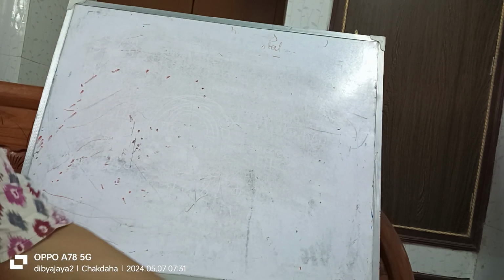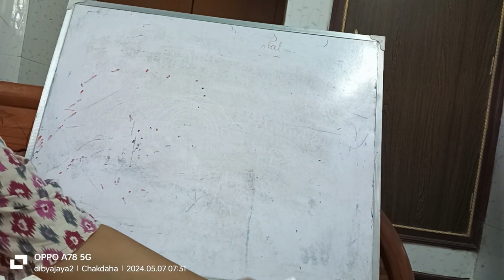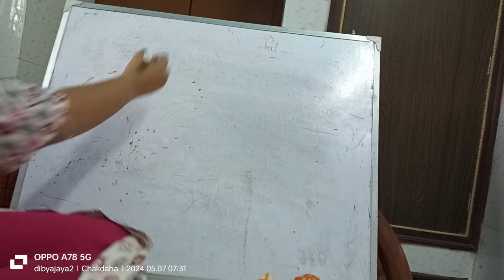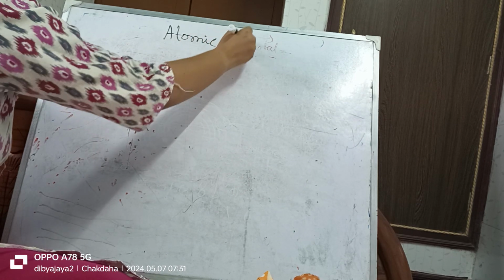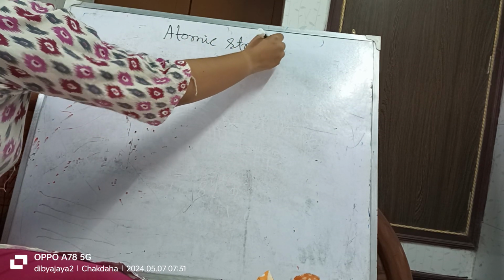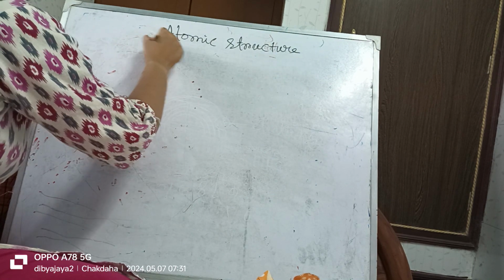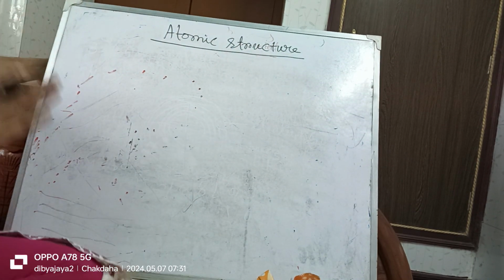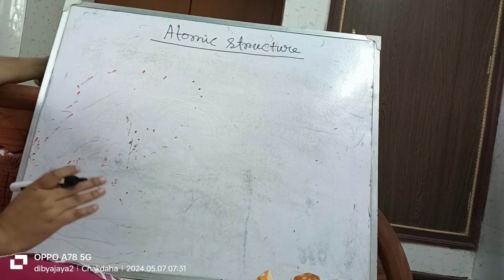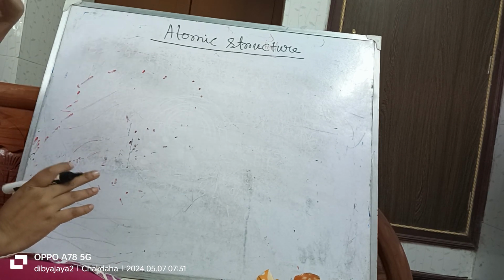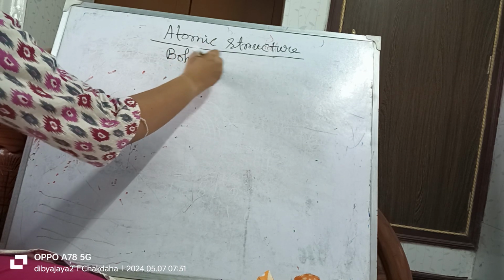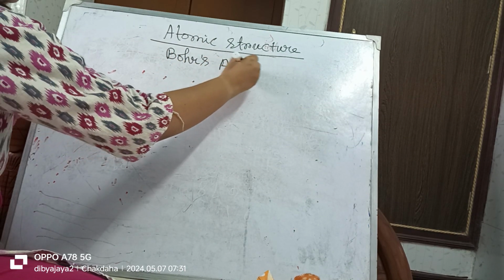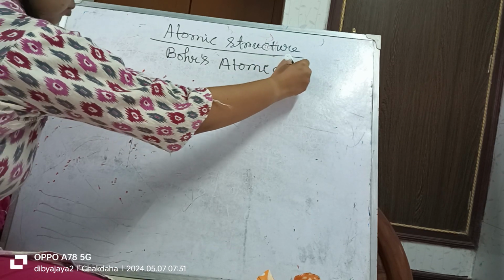We are here in the second class of the atomic structure. Today, we will discuss the atomic structure. Already, we have discussed Rutherford's atomic model. Today we will discuss Bohr's atomic model.